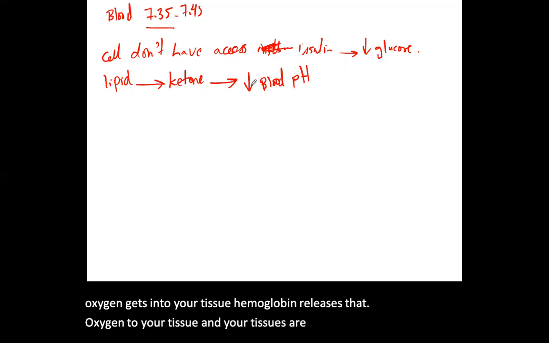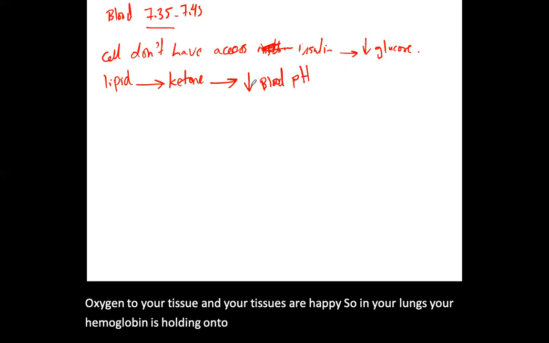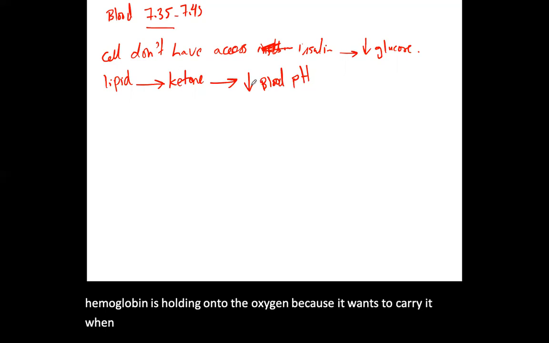So in your lungs, your hemoglobin is holding on to the oxygen because it wants to carry it. When it goes to your tissue, it's gonna drop off the oxygen and basically release it into your cells for utilization.